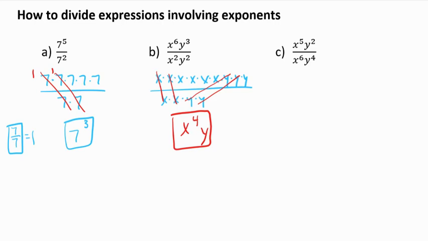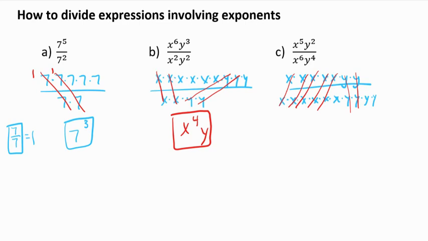All right, for C, x to the 5th, I have 5 of them. And then y squared is times y times y. On the bottom, I have 6 x's. 3, 4, 5, 6. And then 4 y's. Okay, so again, let me cancel out my giant 1s. So 1, 2, 3, 4. Okay, I can cancel out 5 x's and 2 y's.